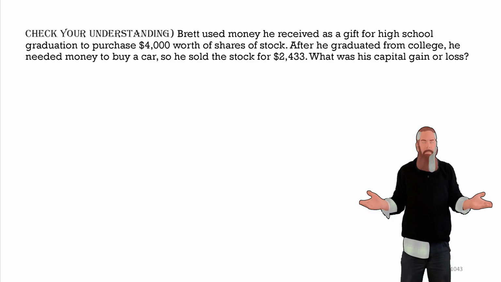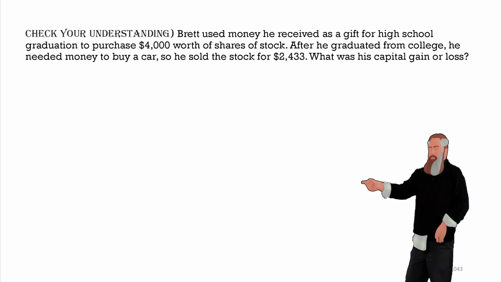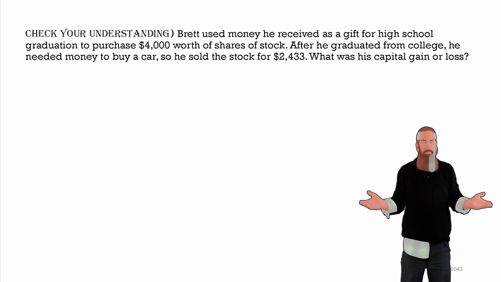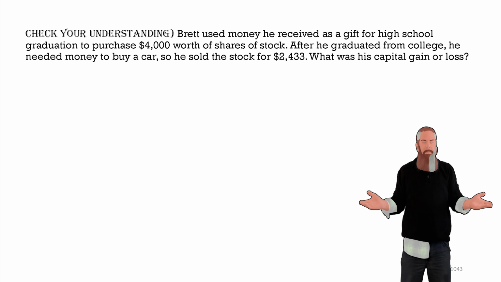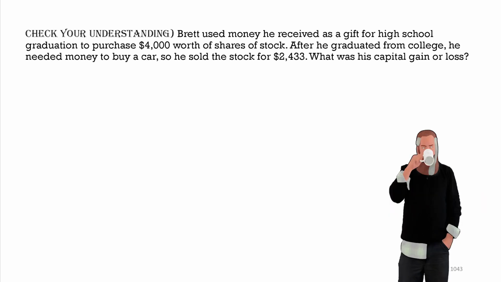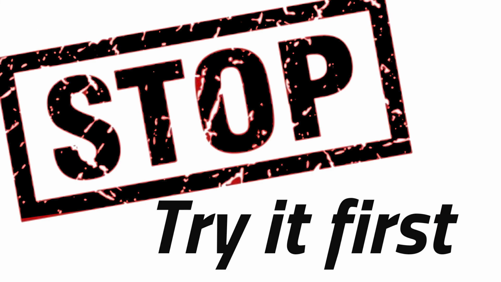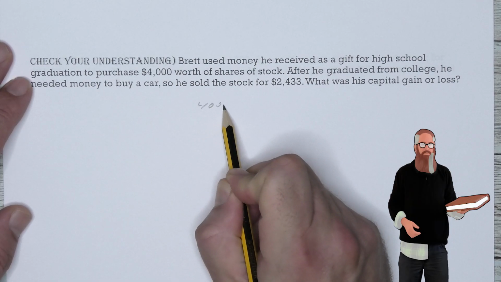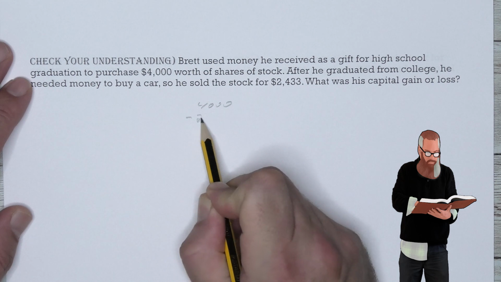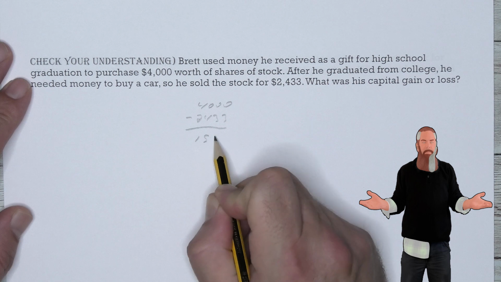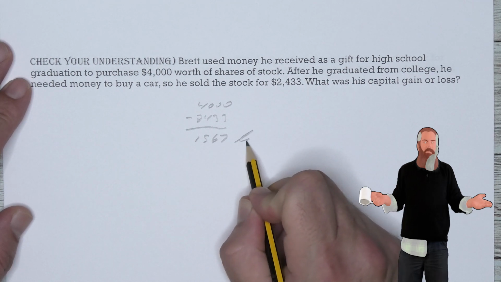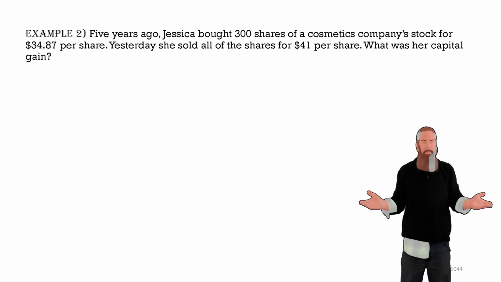Let's check our understanding of this. Brett used money he received as a gift for high school graduation to purchase $4,000 worth of shares of stock. After he graduated from college, he needed the money to buy a car, so he sold the stock for $2,433. What were his capital gain or loss? Well, $4,000, how much he spent on it, minus the $2,433 that he got, gave us $1,567 as a loss.